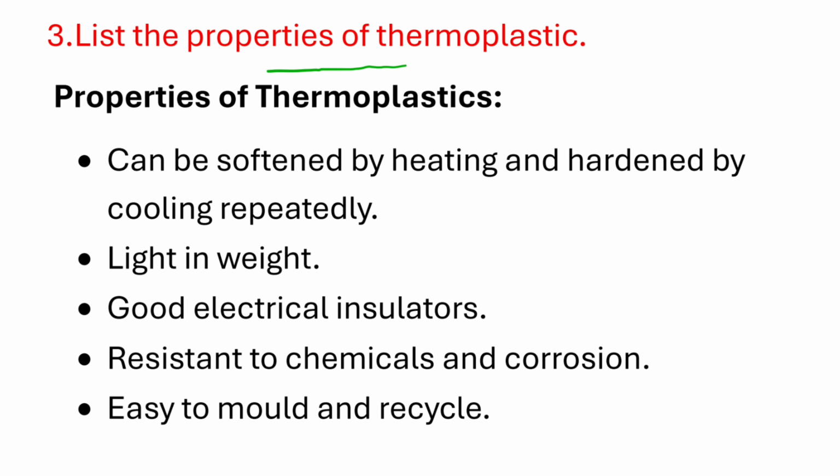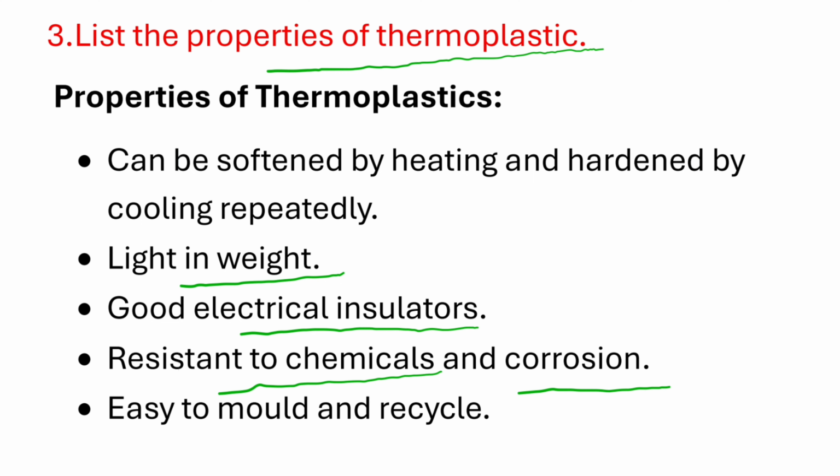The next question: what are the properties of thermoplastic? Everyone knows thermoplastic is light in weight. One characteristic is light weight, and it is a good electrical insulator. It is resistant to chemicals and corrosion, so you cannot get corrosion, and it is easy to mold. You can make it in any shape and you can recycle it. It becomes soft by heating and hard by cooling, and this process can be repeated. These are the properties of thermoplastic.